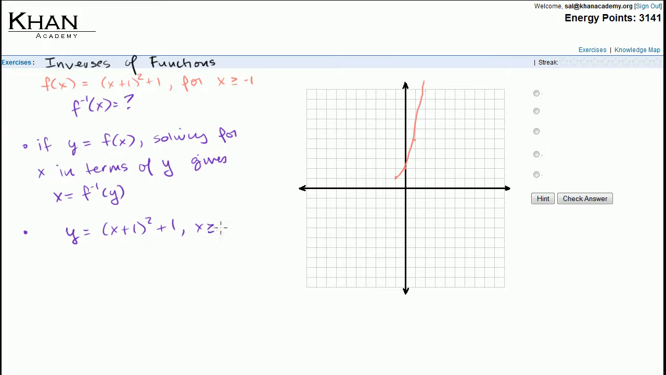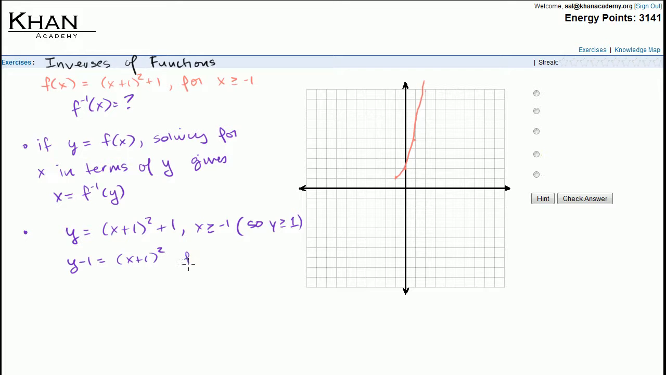For x greater than or equal to negative 1, which we can also say, so y is going to be, if x is greater than or equal to negative 1, that means that this thing is going to be 0 or greater. And that means that y is always going to be greater than or equal to 1. And so then we'll solve for x. So we subtract 1 from both sides. y minus 1 is equal to (x plus 1) squared.